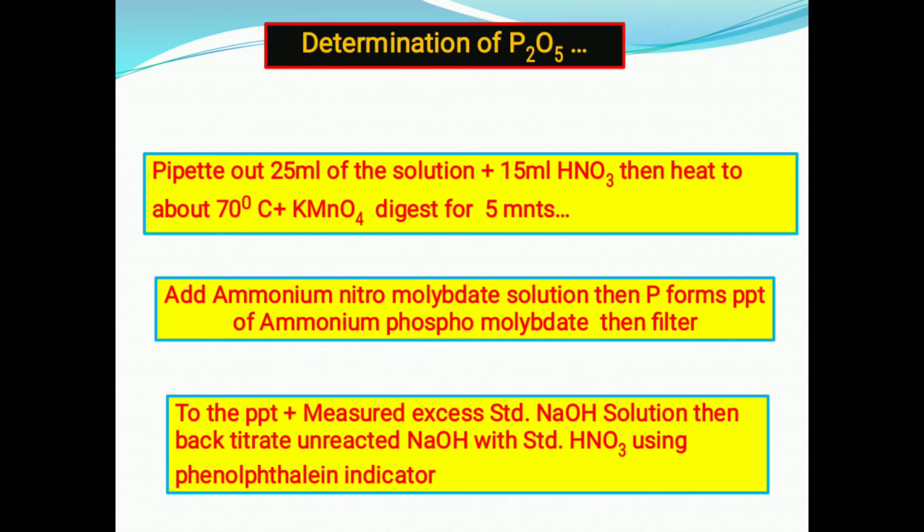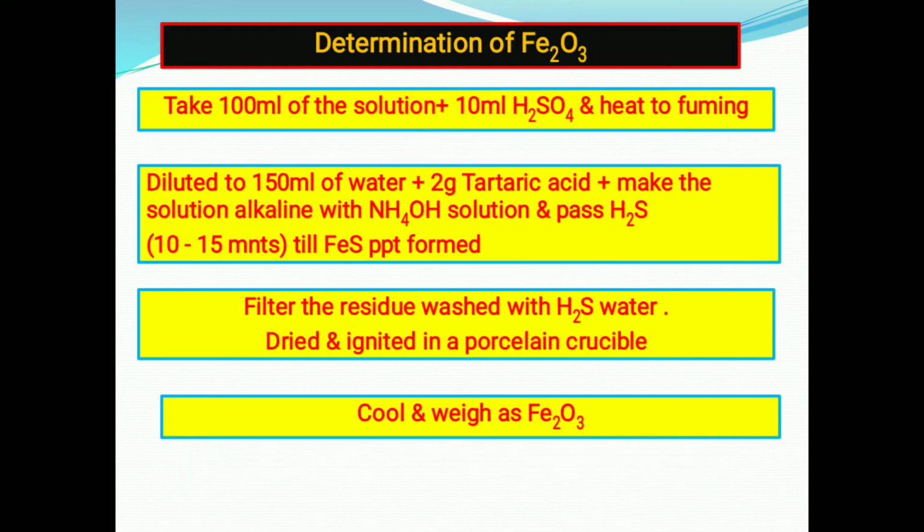So dissolve the ammonium phosphomolybdate precipitate in excess NaOH solution. Then back titrate the excess NaOH by using standard HNO3 solution. Next, determination of ferric oxide.